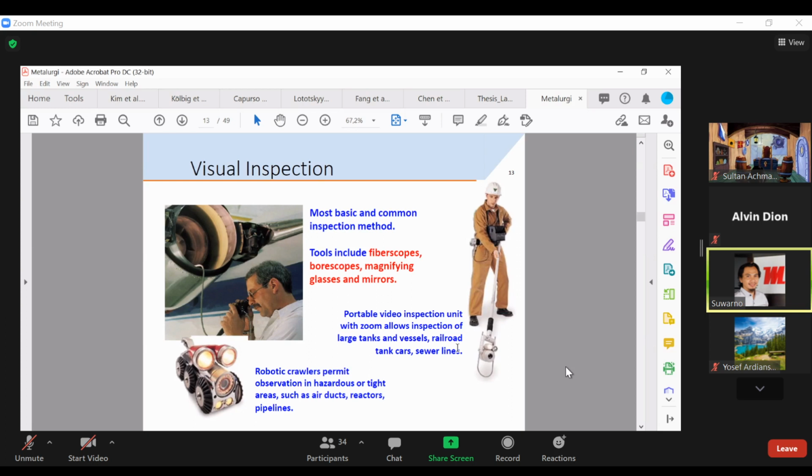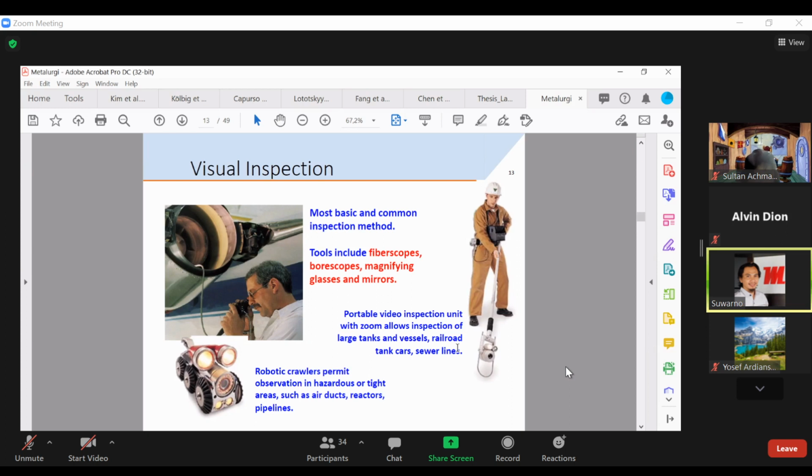So visual inspection is basically using anything, in addition to the human eye. You can see it yourself. For example, if we are talking about inspection, you look with your eye to see whether there is any defect. This is a kind of non-destructive testing. We do not disrupt any component, so we just use the eye.